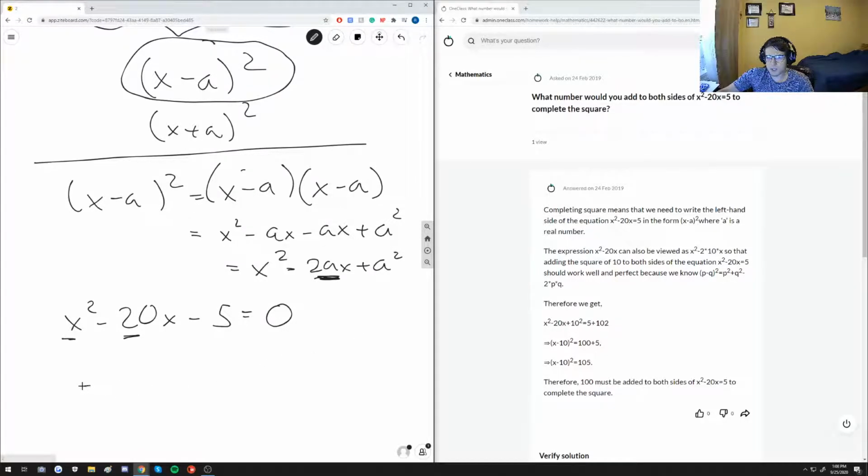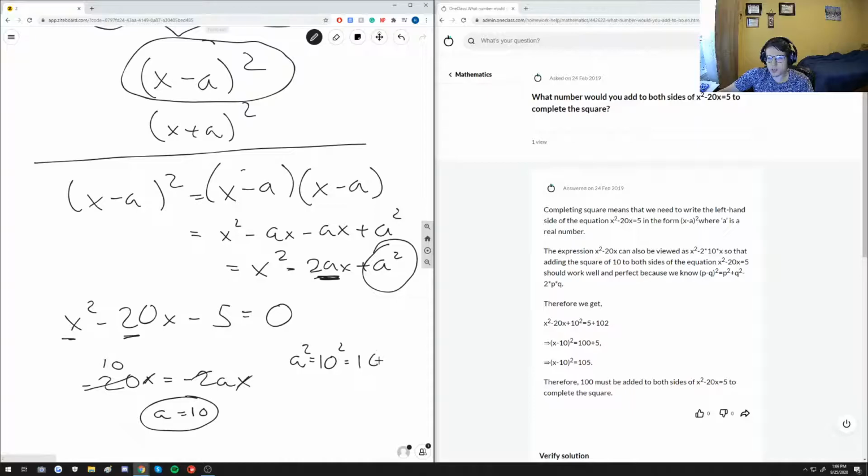So I'm going to set minus 20x equal to minus 2ax. I'm going to divide both sides by x, get rid of that, and divide both sides by minus 2 and get a 10 left over. So that means in our example here, a is equal to 10. Now with a being equal to 10, we can find what our value of a squared should be. So a squared is 10 squared, which is just 100.